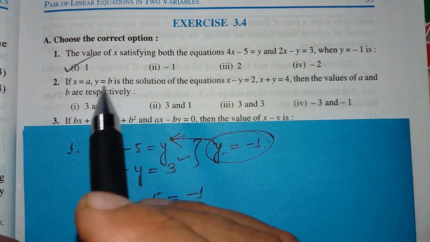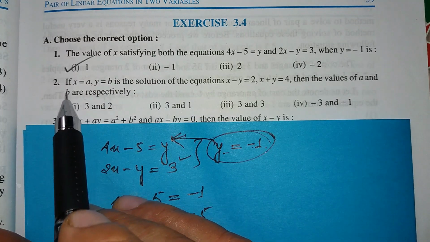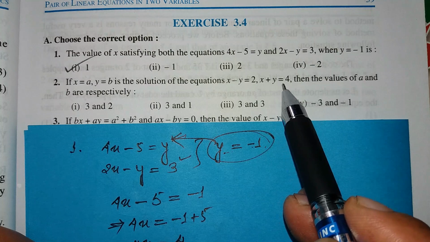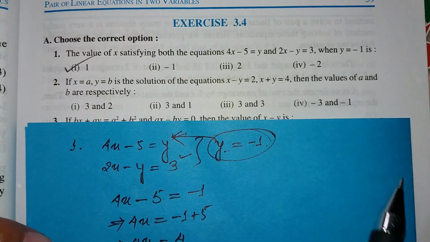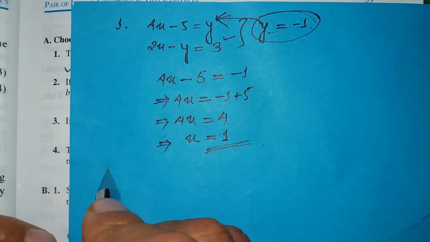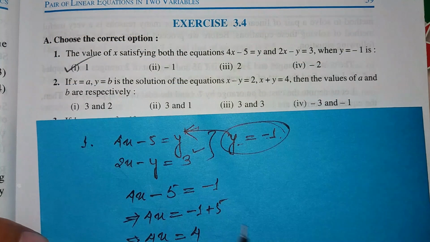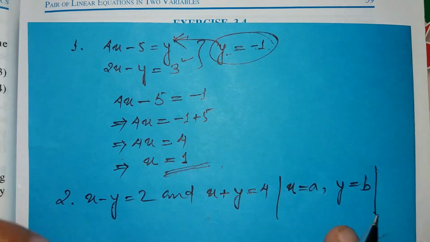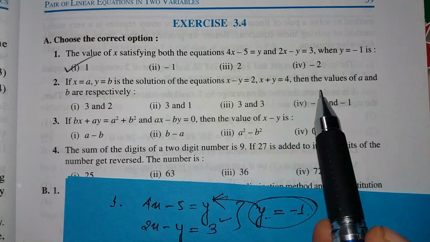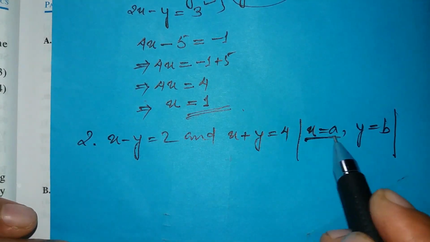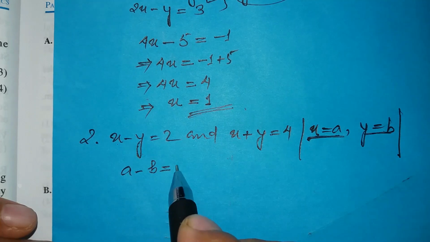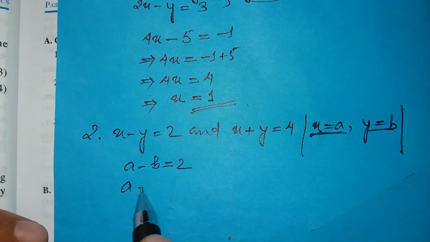Now for the second question, now the next question is, if x is equal to a, y equal to b, is the solution of x minus y is equal to 2 and x plus y is equal to 4, then the values of a and b are. Okay, here we have two equations. x minus y is equal to 2, and in the question it is given that x is equal to a, and y is equal to b, and then we have to find the value of a and b. So here we just replace x with a and y with b, so we will get here a minus b is equal to 2, and then a plus b is equal to 4.